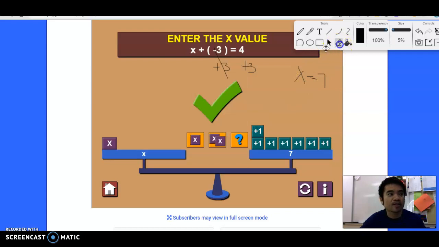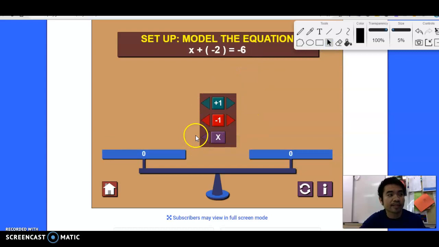So let's try another one. I hope all of you are understanding this so far. Alright, let's look at the next one. Let's do another one because it's pretty much the same idea.